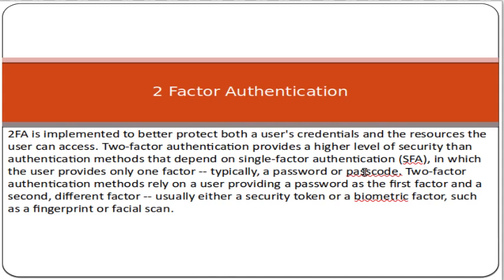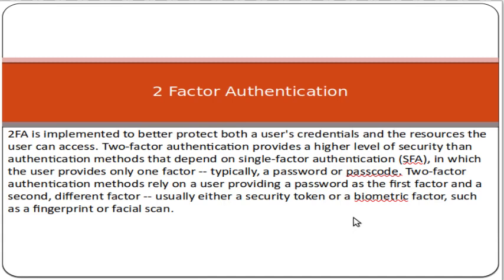That is, you are entering only the user ID and password, in which the user provides only one factor, typically a password or passcode. Two-factor authentication methods rely on a user providing a password as the first factor, and a second, different factor, usually either a security token which you generally receive on the mobile, or a biometric factor. The biometric factor means something like your fingerprint, a facial scan or an eye scan. For biometric verification, normally we use the fingerprint.